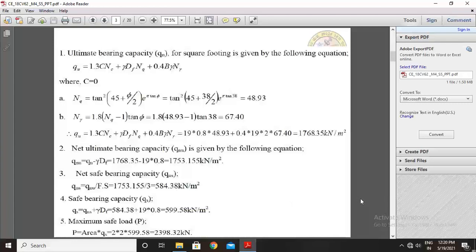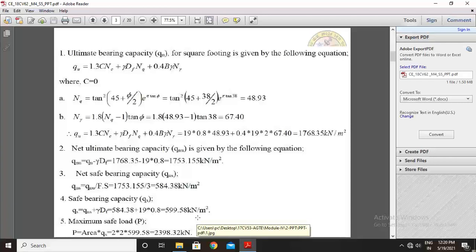Then you calculate the safe bearing capacity. qs is given by qs equal to qns plus gamma into Df, that is the overburden pressure. Now substitute the values in this equation. qns is 584.38 plus gamma is 19 kilonewton per meter cube into Df is 0.8. We are getting 599.58 kilonewton per meter square. This is the safe bearing capacity.